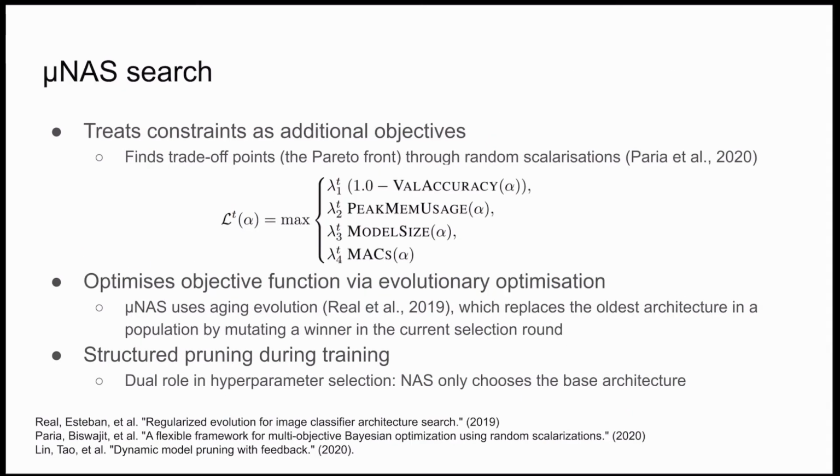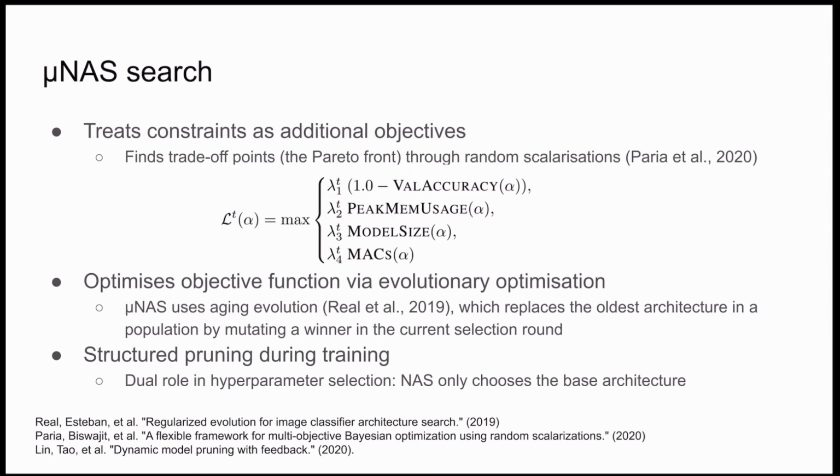Now, let's discuss the search process. mNAS treats the validation accuracy and all 3 resource constraints as objectives rather than just constraints, which allows it to push the predictive front of accuracy versus resource usage very effectively. Now, in order to explore various trade-off points on this front, we leverage the random scalarization method, which samples an importance coefficient for each objective at each step of the search.